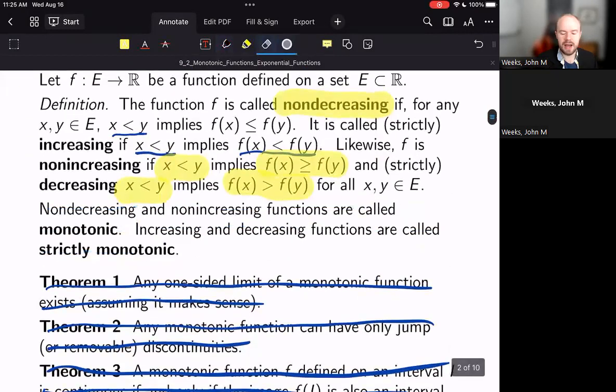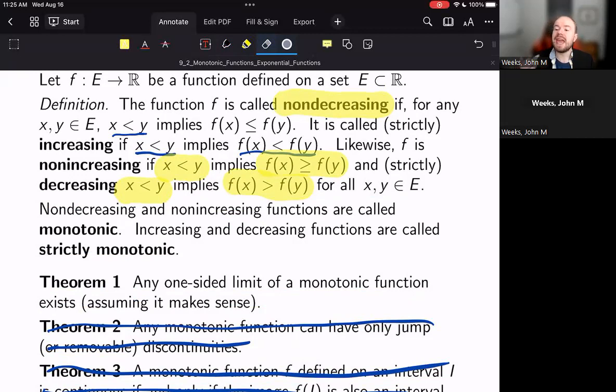So increasing or decreasing functions, anything of this type, is called a monotonic function. If they're strictly increasing or strictly decreasing, we could add, if we needed to clarify, that they are called strictly monotonic. So let's talk about what we know about some of these things. Any one-sided limit of a monotonic function exists.